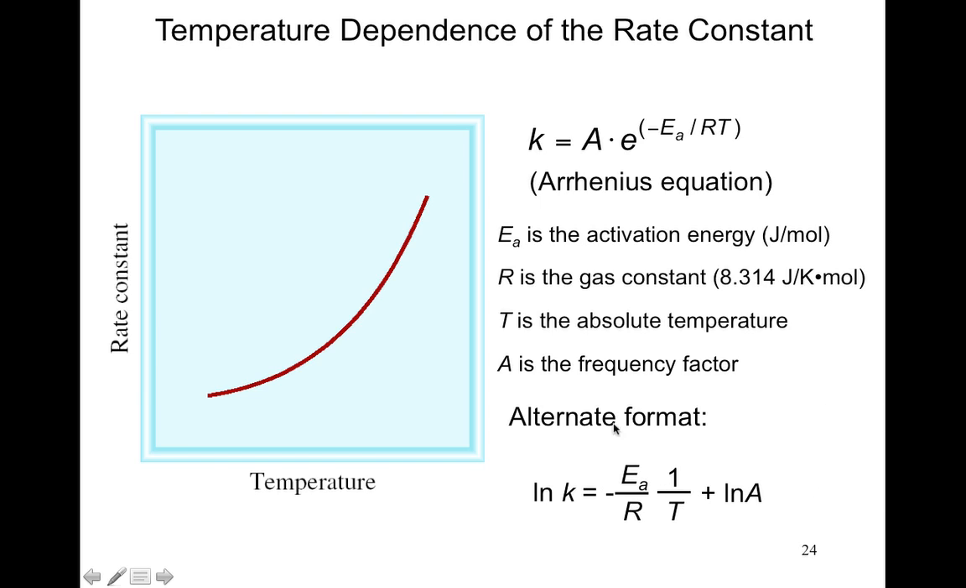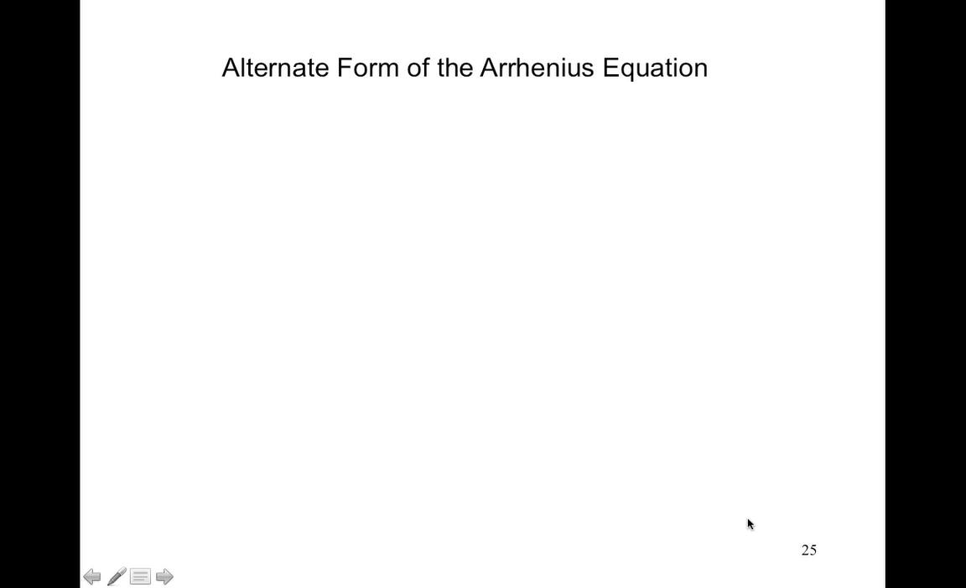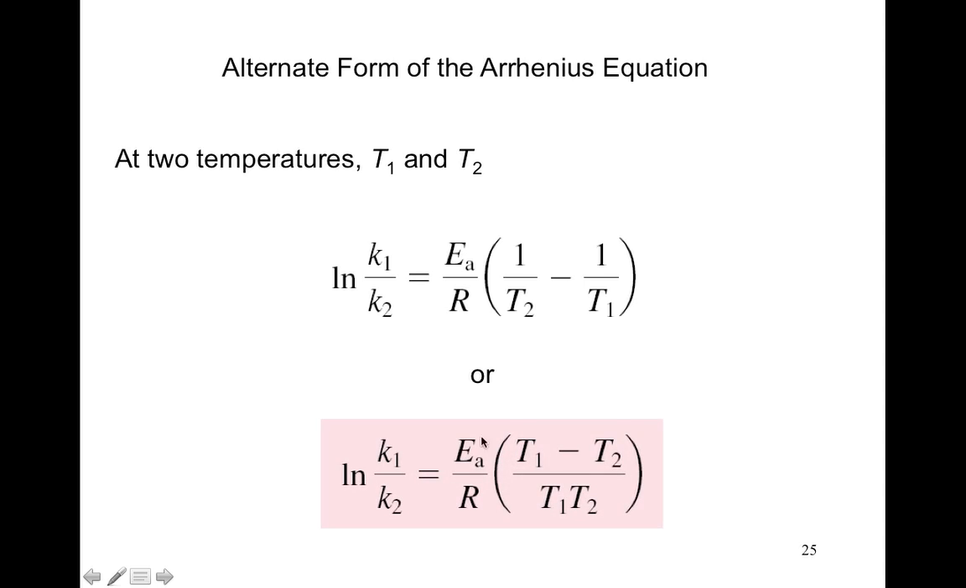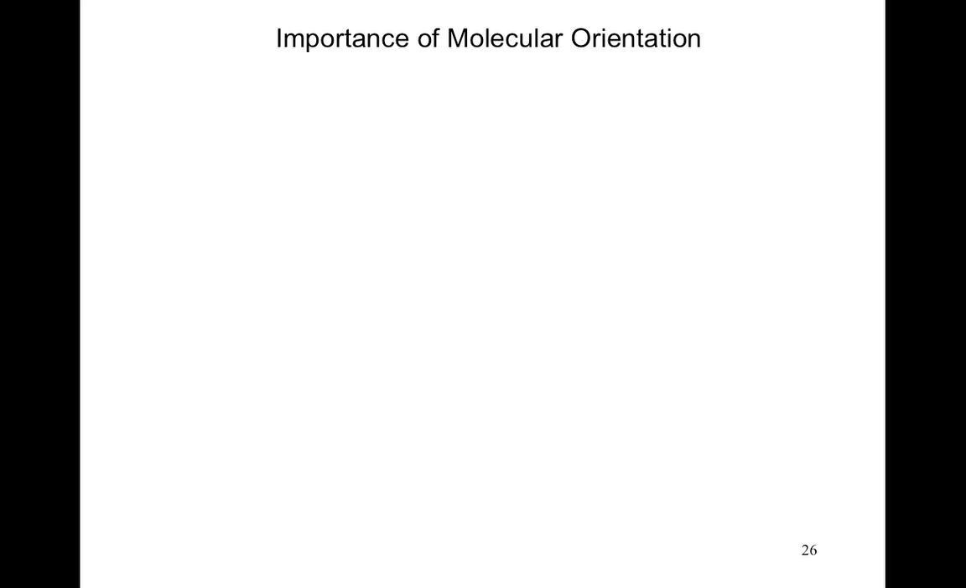So you can rearrange that to make it look like this if you needed to. So there are a few alternate forms. If it's at two temperatures, we can arrange it to this form here. We won't work with that very much. Or we could arrange it to this formula here, which looks very similar, except for this portion right here is all they've changed. So there's a way you can solve for activation energy if you have the temperatures that a reaction is occurring at. So that's kind of a neat deal.